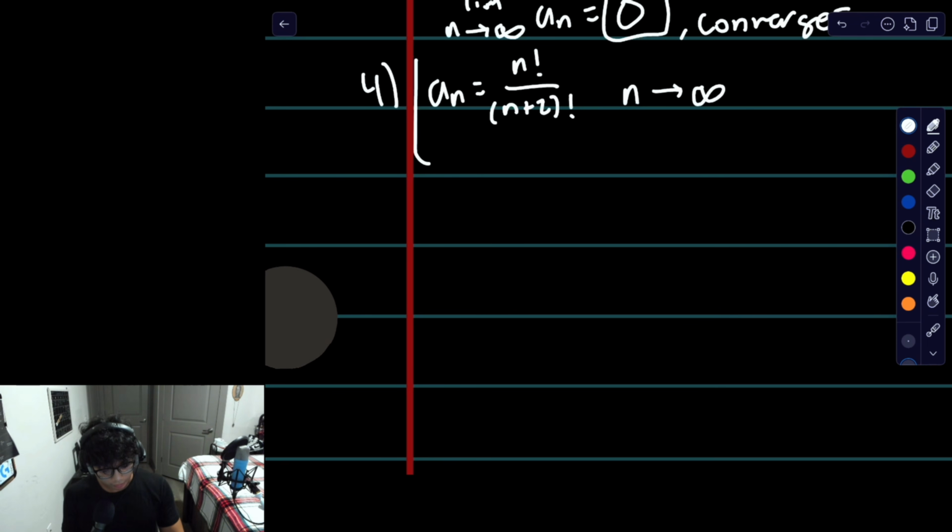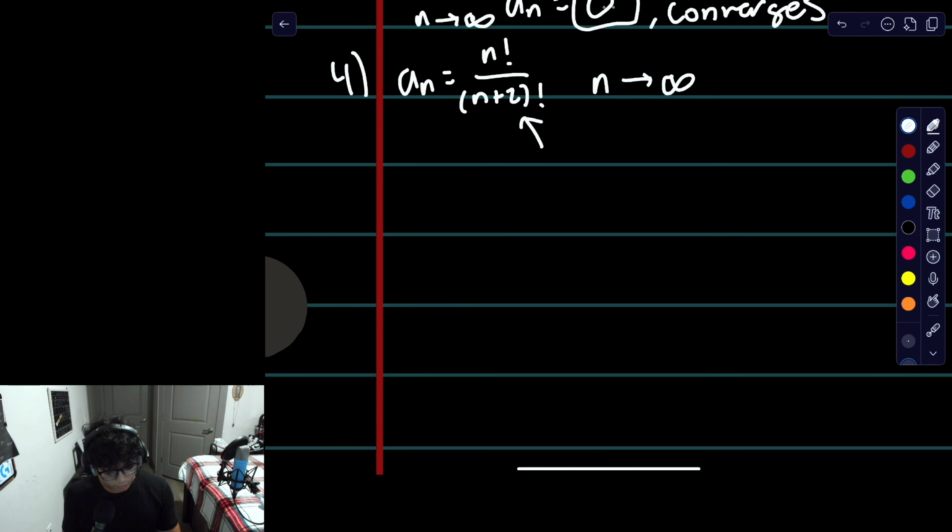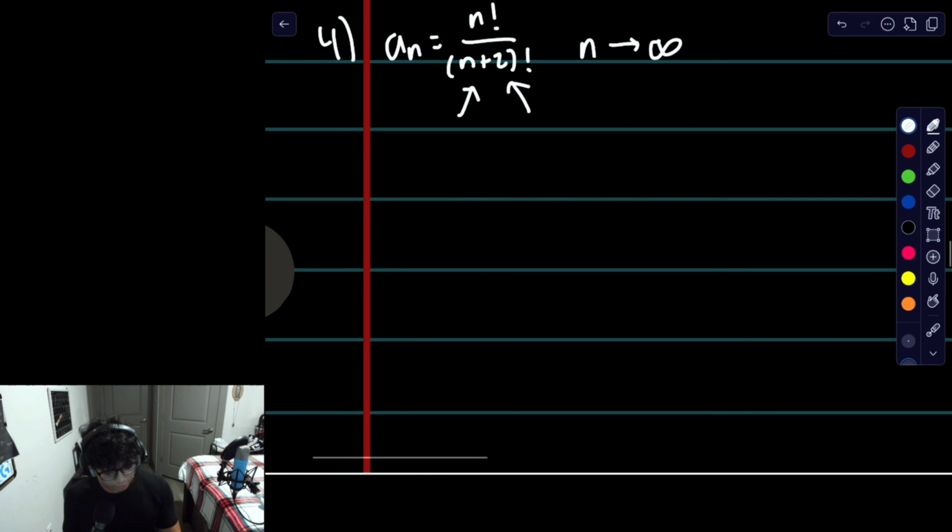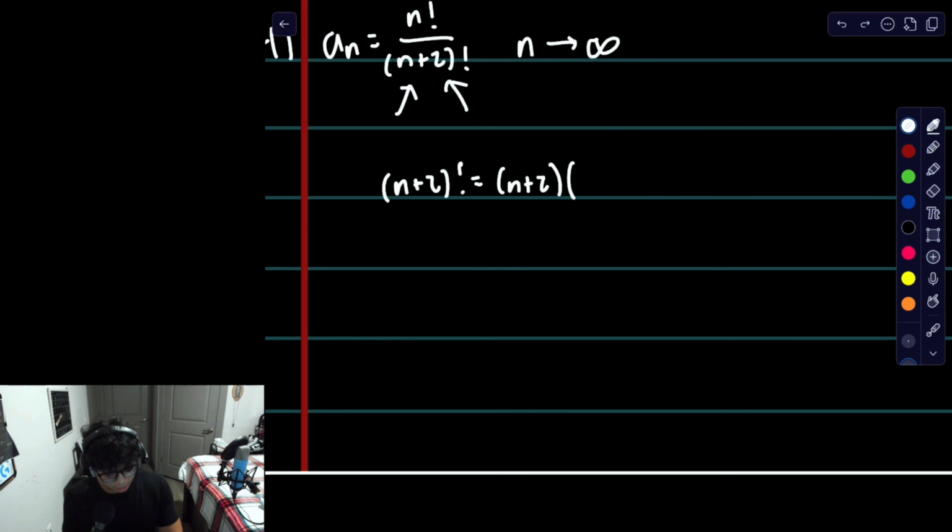Now what's our goal here? Our goal is to try to simplify these factorials so they can cancel out. So we can mainly tamper with our denominator over here, where n plus 2 factorial just equals n plus 2. And again, remember we're subtracting 1 from the whole number. So it's going to be times n plus 1 and then times n factorial.